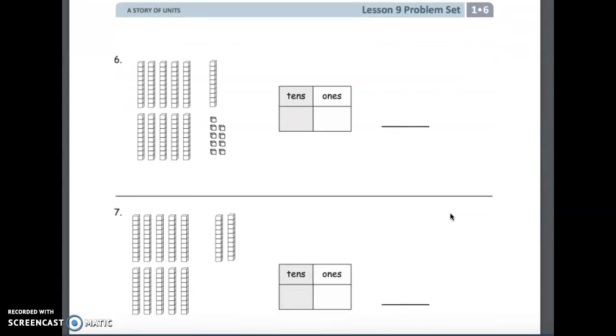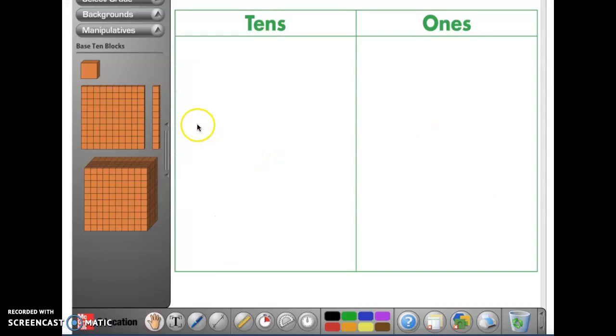On the back side, we'll be dealing with base 10 blocks. I will add the link for the virtual or the online base 10 blocks using this site that I was just using if you'd like to build and count with these base 10 blocks.